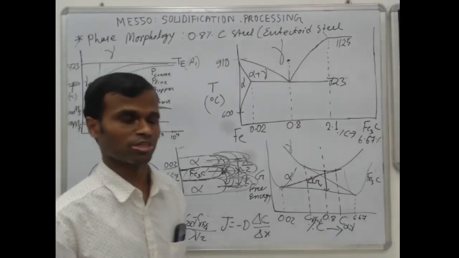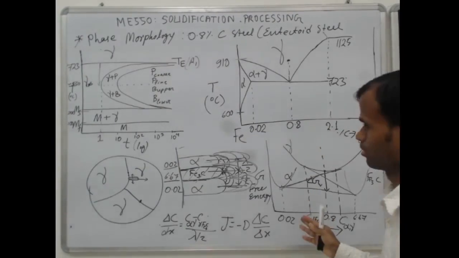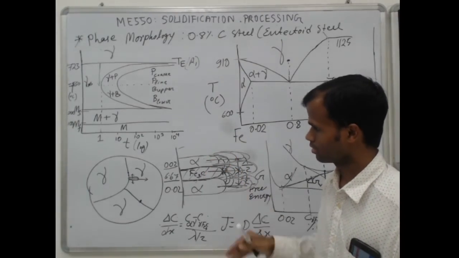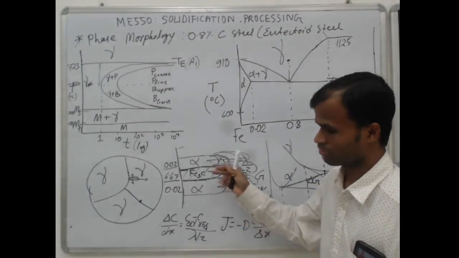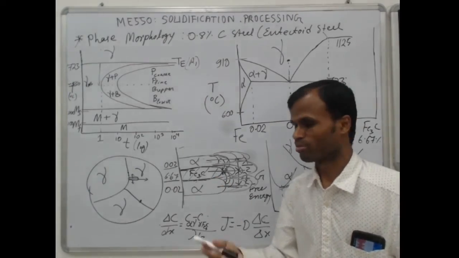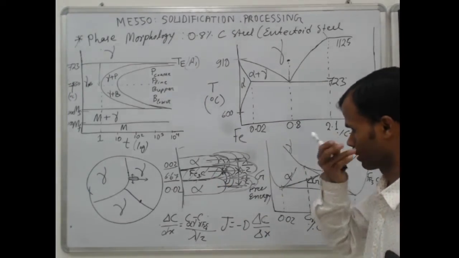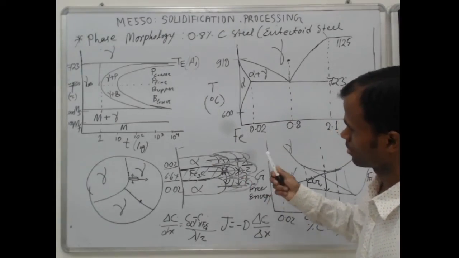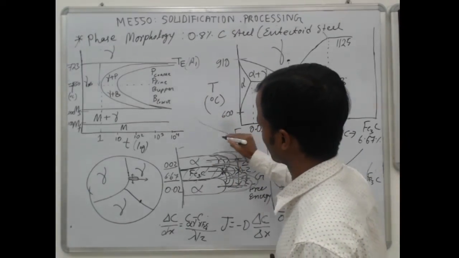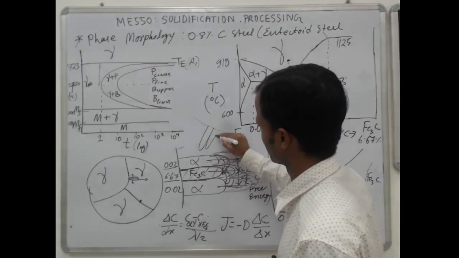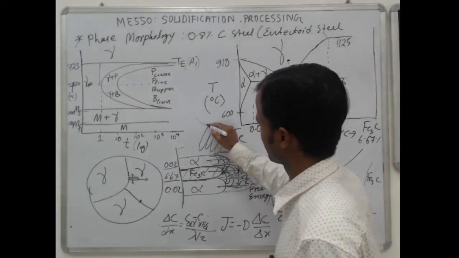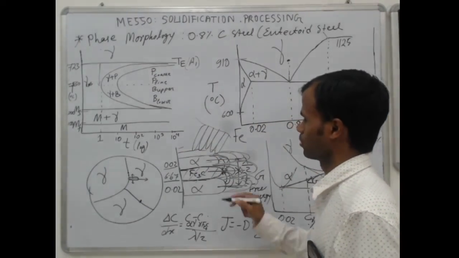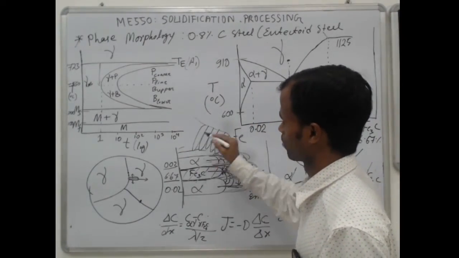I hope you have understood how this parallel plate growth of alpha and Fe3C happens, in this direction as well as sidewise. Now, if a similar thing happens from another grain boundary and the growth fronts encounter one another, the growth will be stopped. So these are called colonies.